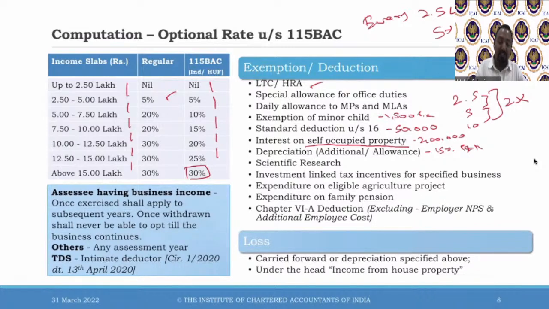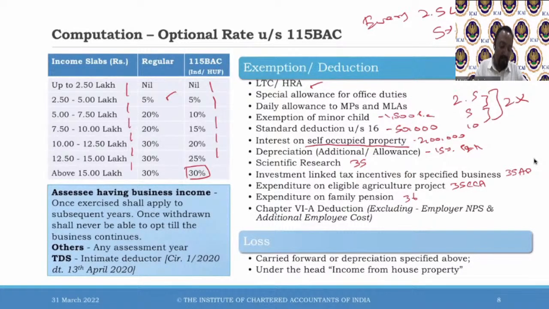Then you have scientific research under section 35, which is not allowed as a deduction. Investment linked tax incentives for specified business, that is 35AD, is not allowed. Expenditure on eligible agriculture project, that is 35CCA, if I'm right, is not allowed. Expenditure on family pension is also not allowed. I guess it comes under section 36.